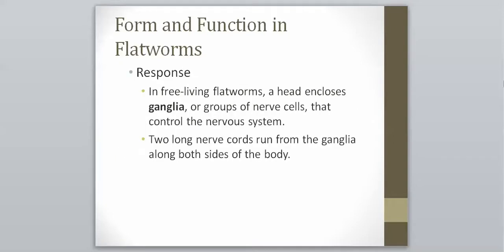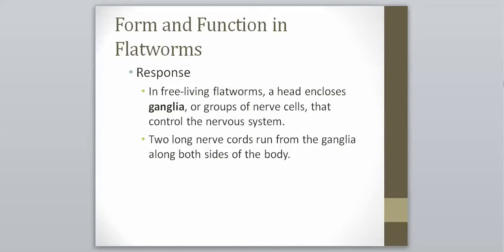And so response, this is again going to be one of the big defining features for complex animals. In free-living flatworms, a head will enclose what are known as ganglia, and these are groups of nerve cells that control the nervous system. So remember, we had a nerve net in our cnidarians. That was our most basic form of nerves, and now we have what's known as ganglia, and this is going to be more concentrated to control the nervous system.